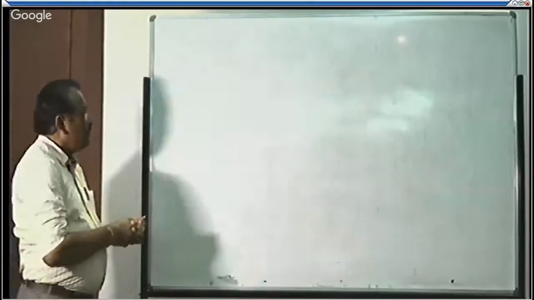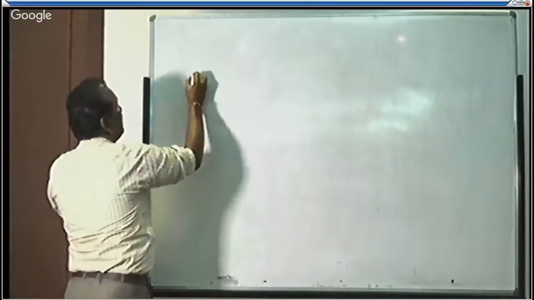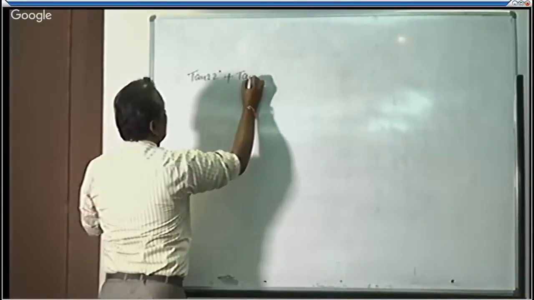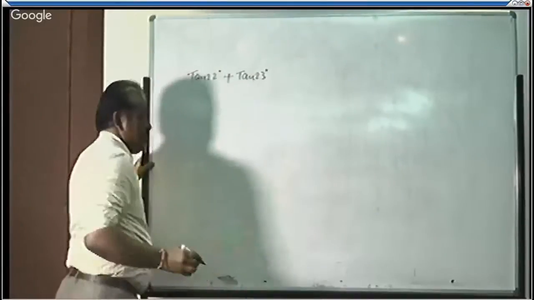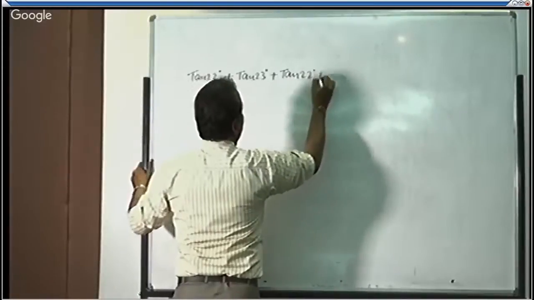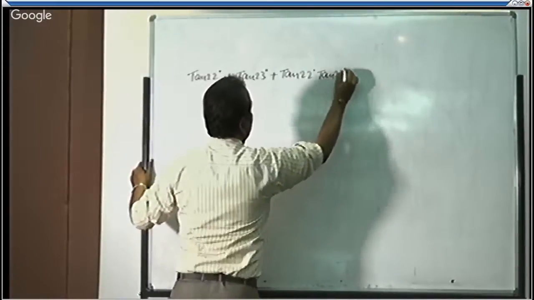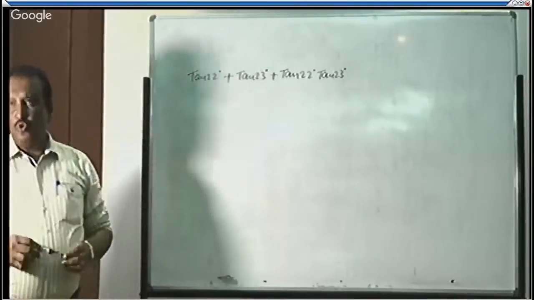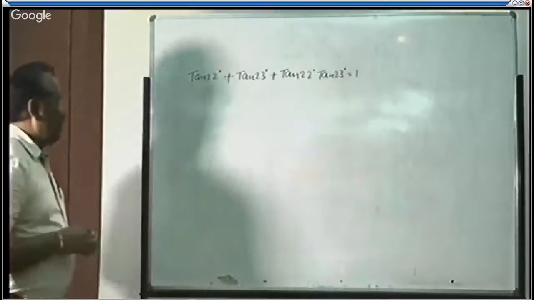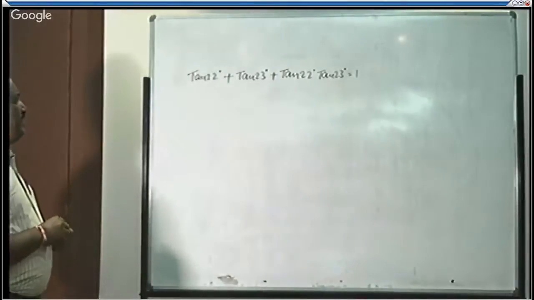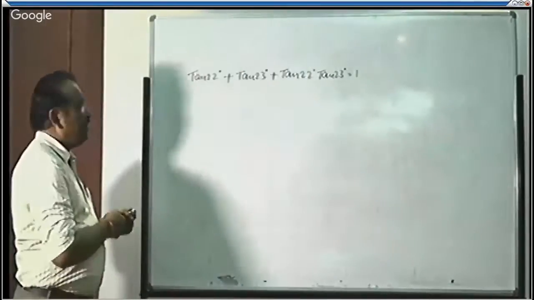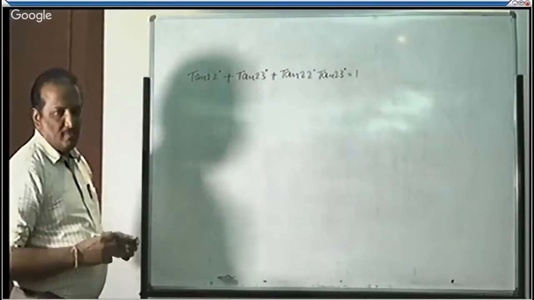Now, one more problem. Prove that tan 22 degrees plus tan 23 degrees plus tan 22 degrees into tan 23 degrees is equal to 1. So it is required to prove tan 22 degrees plus tan 23 degrees plus tan 22 degrees into tan 23 degrees is equal to 1.